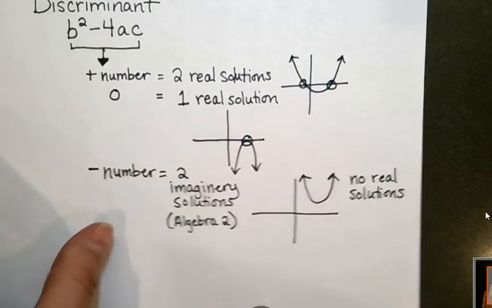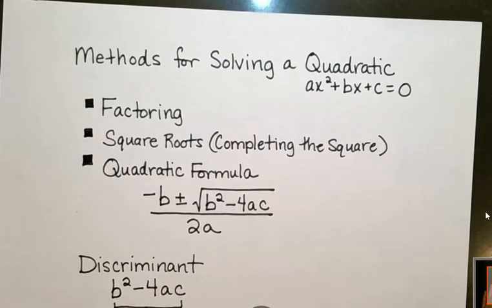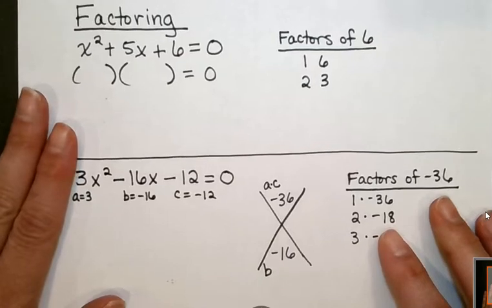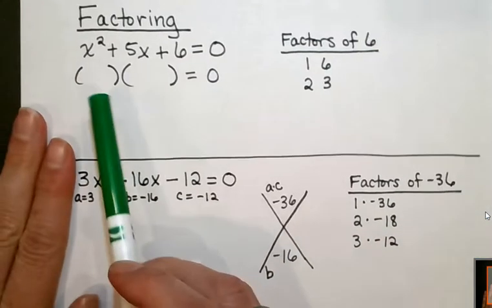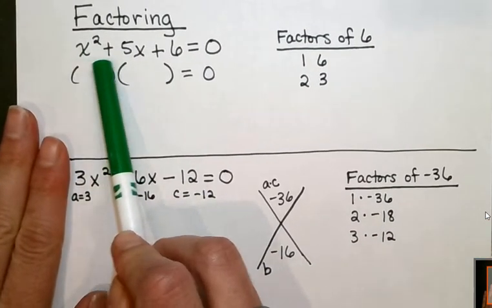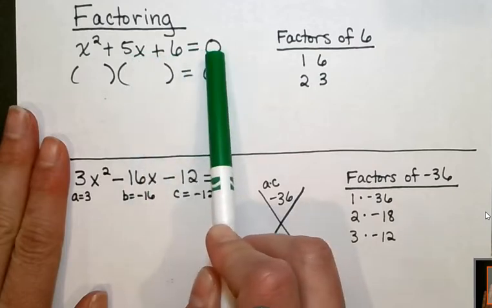All right, so we're going to take some time and review each of these three methods. We're going to start with factoring. Factoring is really helpful. I've got a basic one set up here, x squared plus 5x plus 6 equals 0.